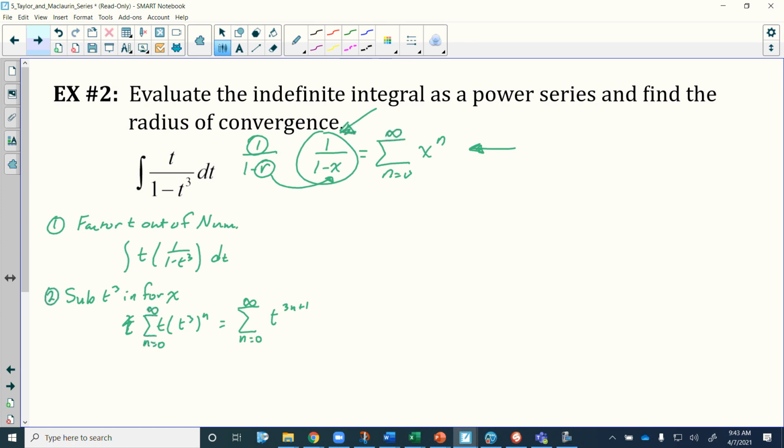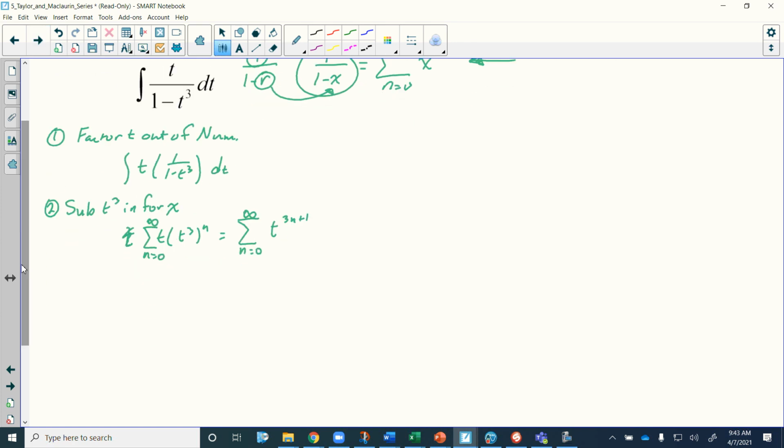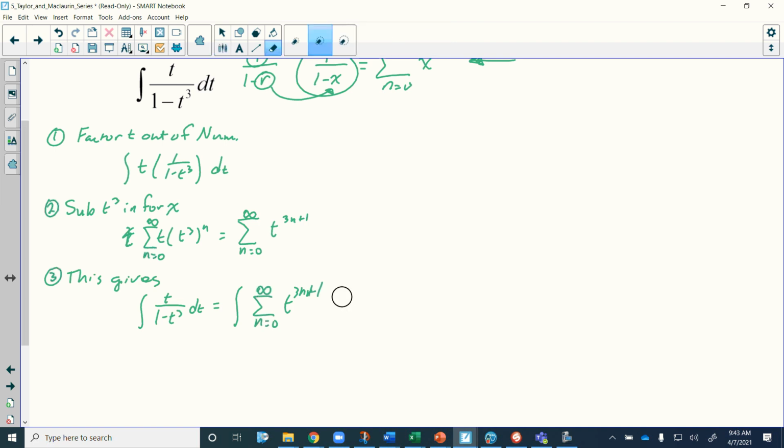And now this is going to give us the indefinite integral of t over 1 minus t cubed dt to be equal to the indefinite integral of that series, the sum of t to the 3n plus 1 power. I didn't write that very nicely.